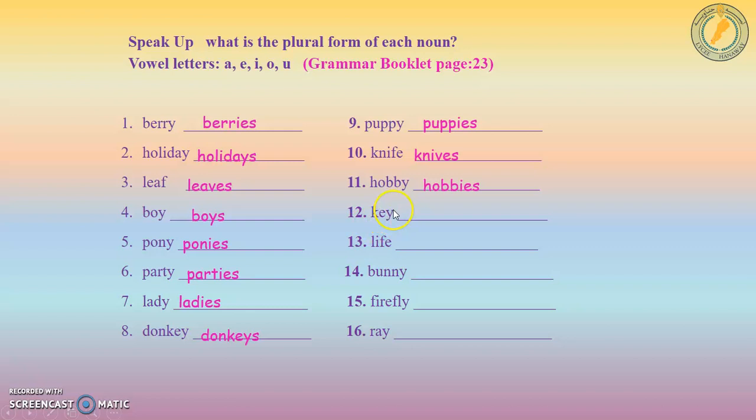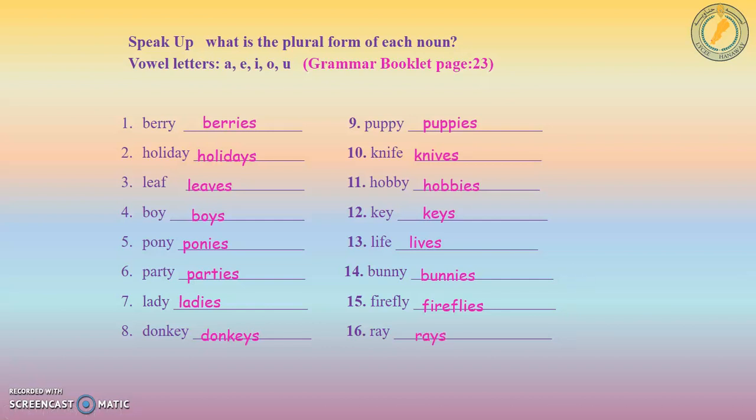Key ends by Y preceded by a vowel. Yes, only S is added. Life ends with FE. VES instead of FE. Bunny, bunnies, because it's Y preceded by a consonant. Firefly, fireflies, and ray, rays. Only S is added here.